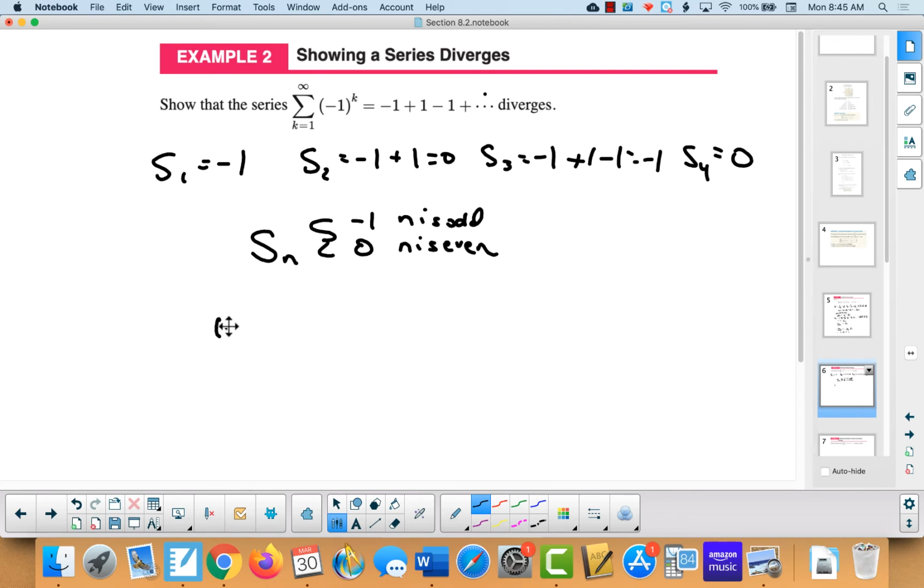So if we did the limit as n approached infinity, because we're going back and forth and back and forth, this does not exist. So this series diverges.